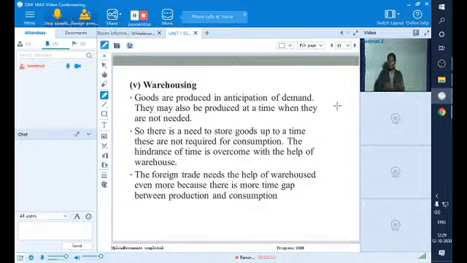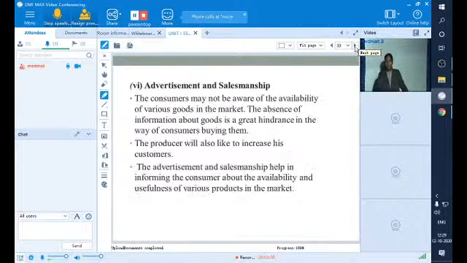See, here you are going to build a warehouse and store all the goods there until a demand arises in the marketplace. So there is a need to store goods up to a time. These are not required for consumption. The hindrance of time is overcome with the help of a warehouse. Third, foreign trade needs the help of a warehouse even more, because there is more time gap between production and consumption.